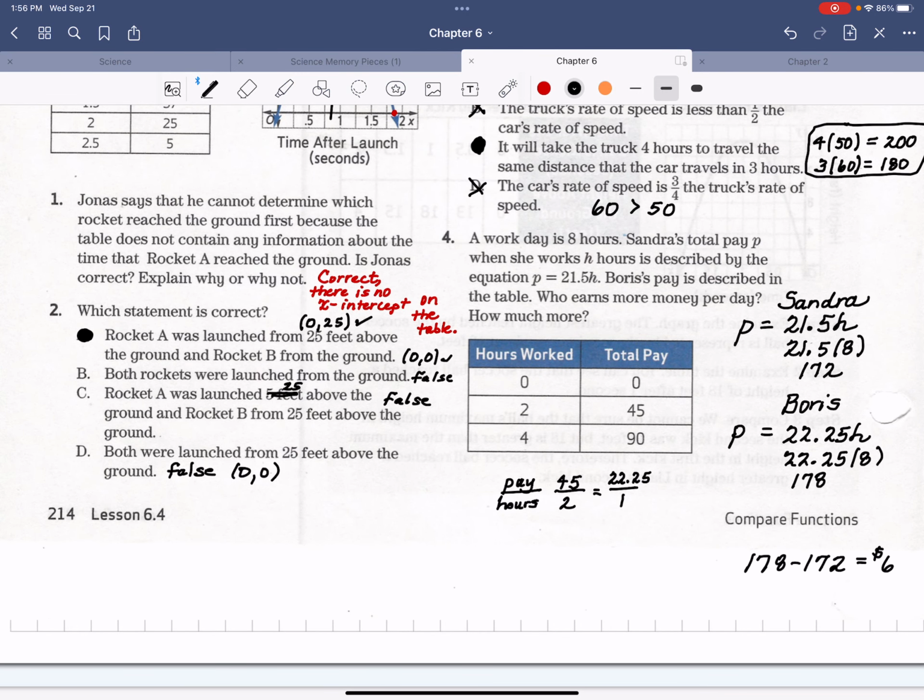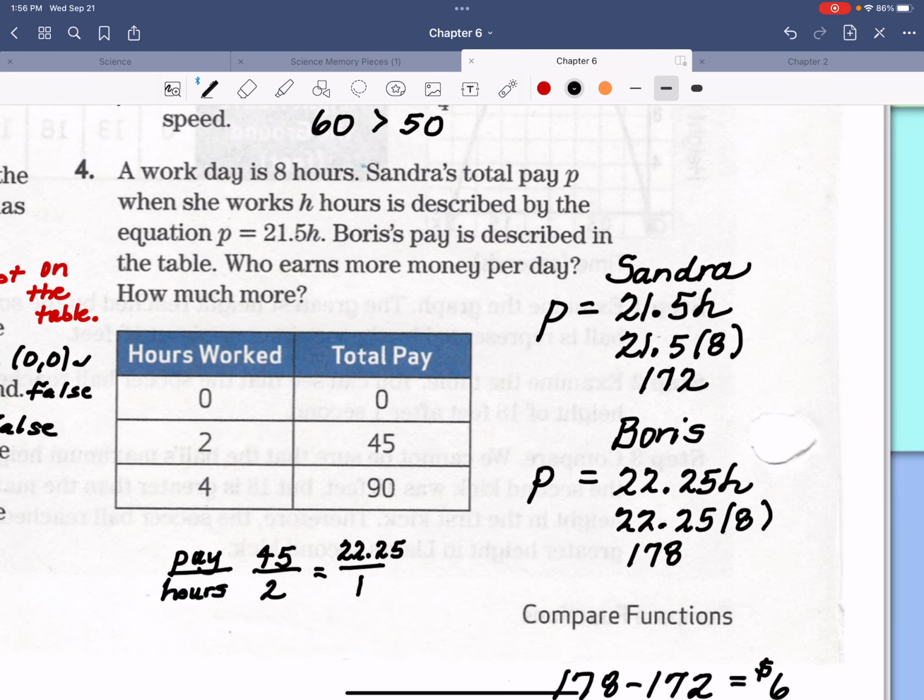Whoa. Ruh-roh. I have a mistake. Or they do. It says Boris earns $8 more per day. And I said he earns $6. So let's take a look. A work day is 8 hours. Sandra's pay is P equals 21.5H. Boris's pay is described in the table. Who earns more money per day and how much more?